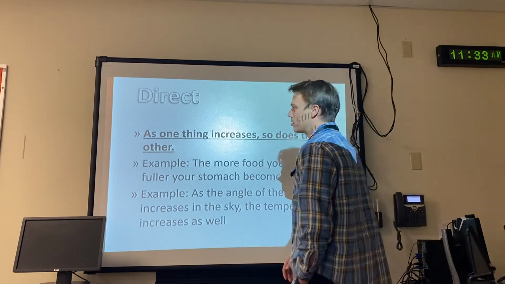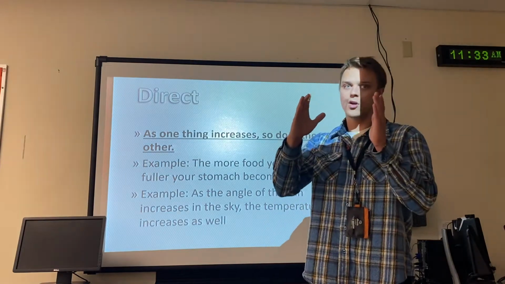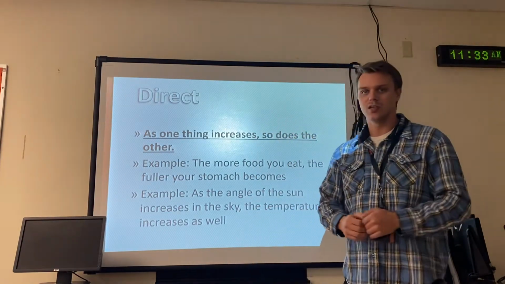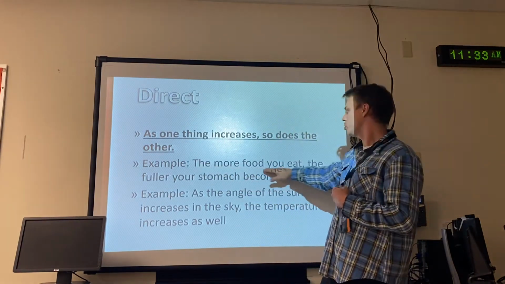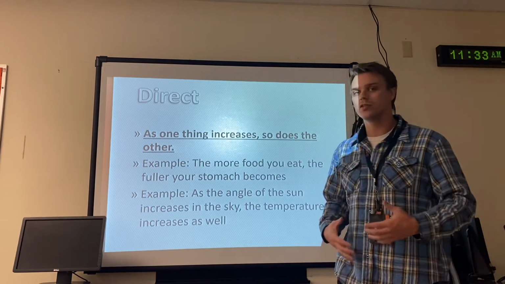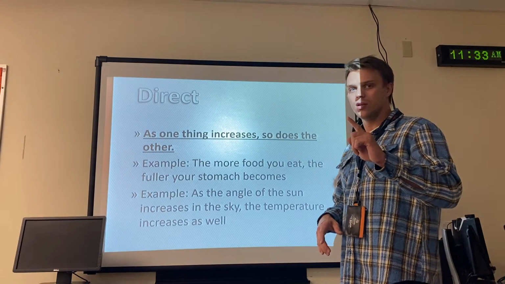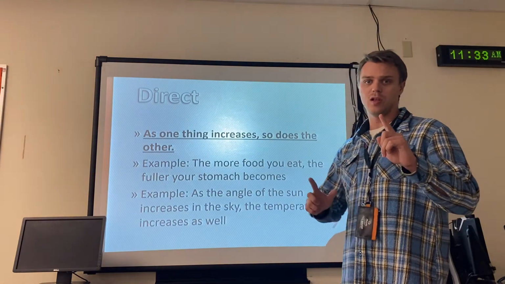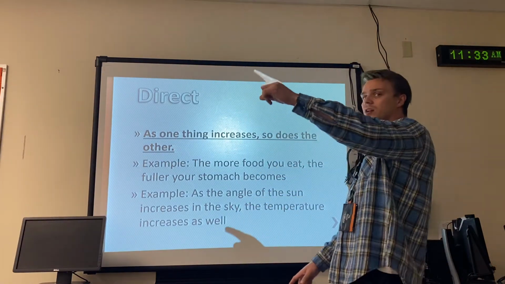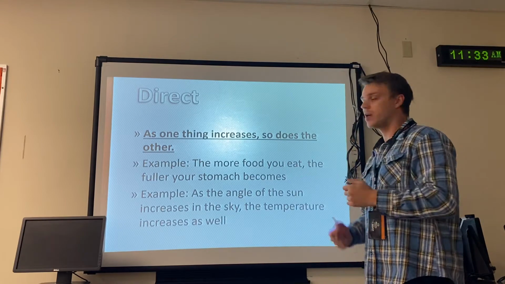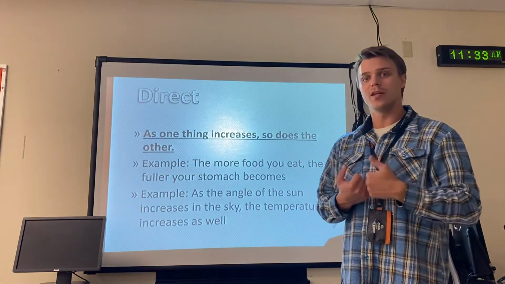To start with, direct is going to be when two things are either increasing together or when two things are either decreasing together. So some examples that I'm going to give you are: the more food you eat, the fuller your stomach becomes. Meaning that as the food you eat increases, the fullness that you feel also increases, right? Another example is as the angle of the sun increases in the sky, the temperature outside increases as well. So the higher the sun gets, the warmer it is outside.